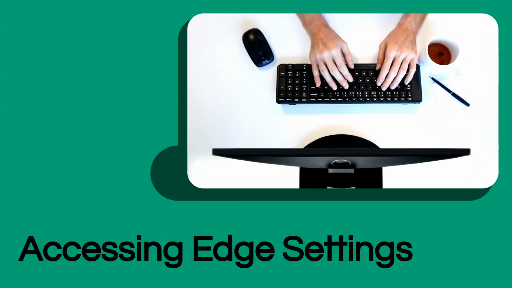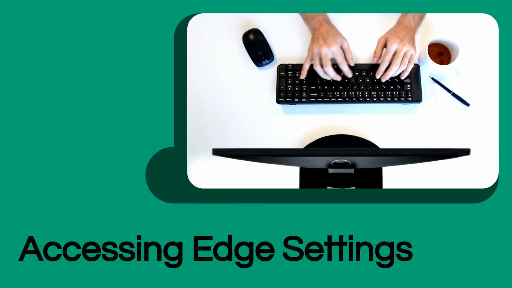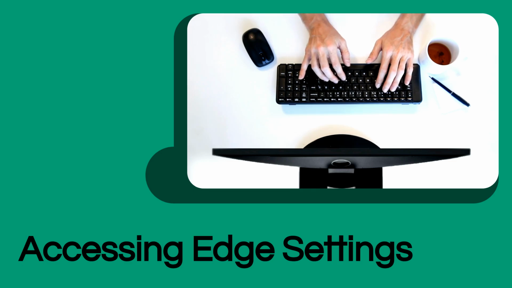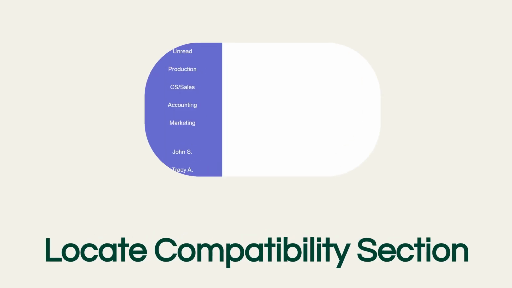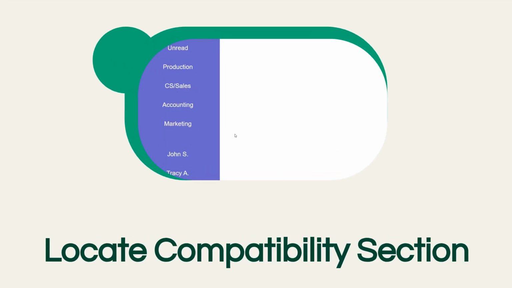To start, open Microsoft Edge. Click on the three dots in the top right corner to open the main menu, and select Settings from the drop-down list. In the Settings menu, navigate to the default browser section. This is where you'll find the settings for compatibility mode, specifically the Internet Explorer mode options.